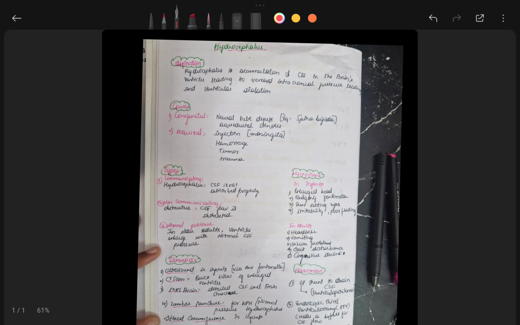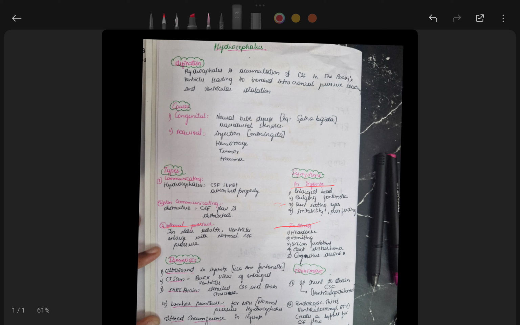In normal pressure hydrocephalus, the pressure is normal but the ventricles are dilated and the CSF is accumulated, more CSF, so more pressure. So it causes hydrocephalus. And coming to the symptoms, in infants the symptoms are different and in adults the symptoms are different.